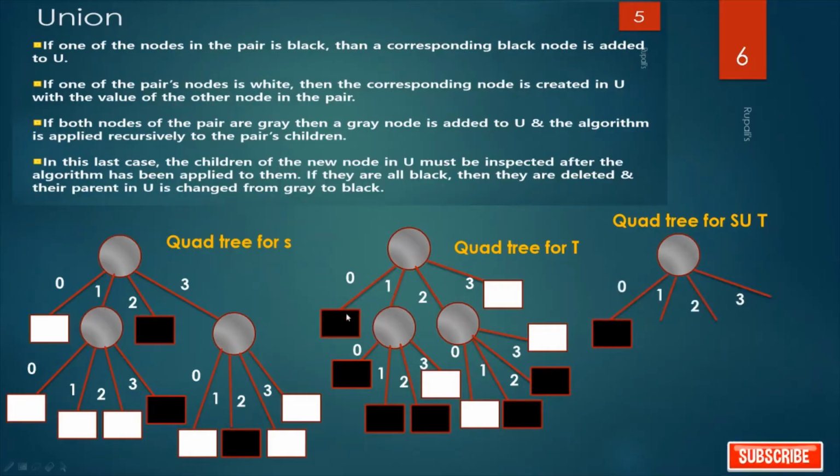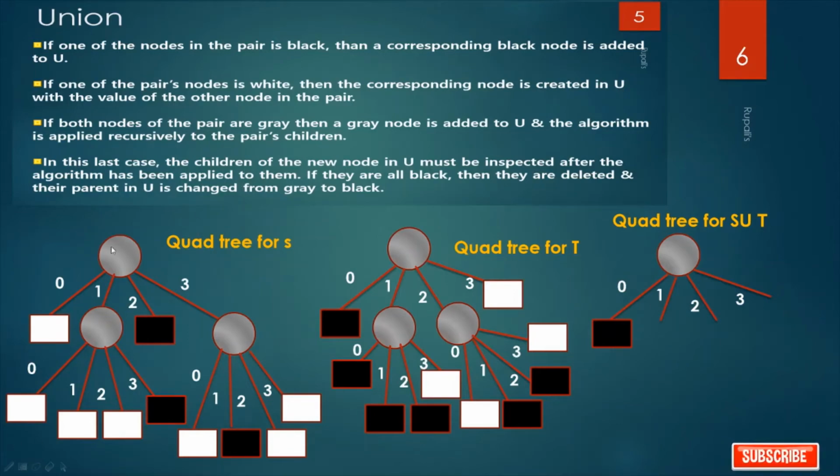Then 1 and 1. Okay. If both nodes of the pair are grey, then a grey node is added to union and the algorithm is applied recursively to the pair's children. So 1, 1, both are grey. So you have to add a grey node here. But see this portion, the algorithm is applied recursively to the pairs of children. So go to the children.